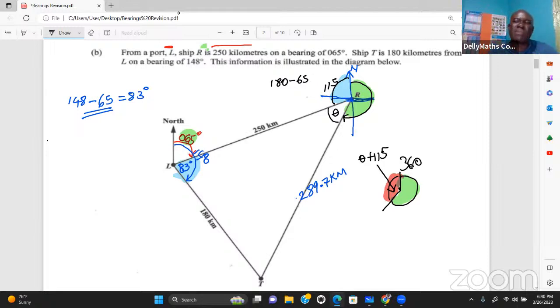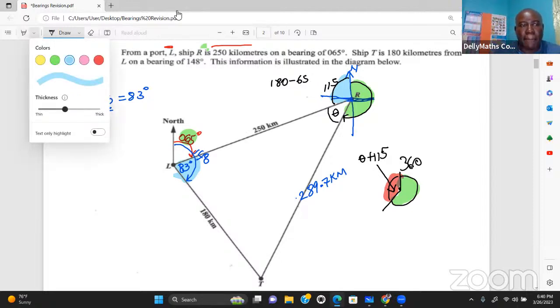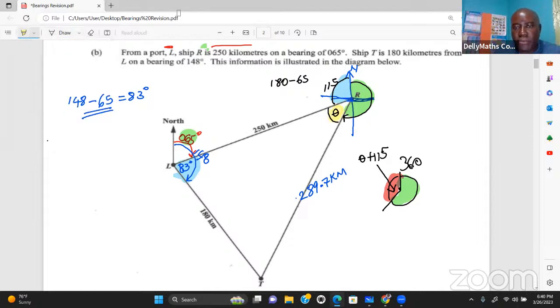So a lot of times, sometimes you work like that. Allow me to work out this. I'm going to put that angle in a color. I might use yellow. So I want to find this yellow angle, which is a part of the triangle. So when I find that yellow piece, I'm going to add it to that 115. Then I take it from 360 and I'll get the bearing that I want in green.